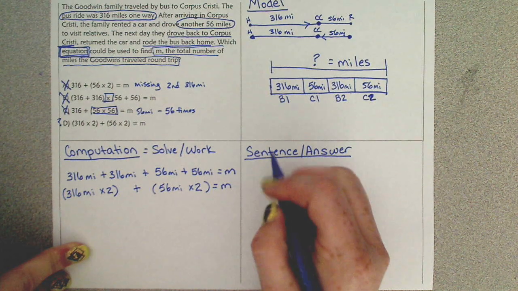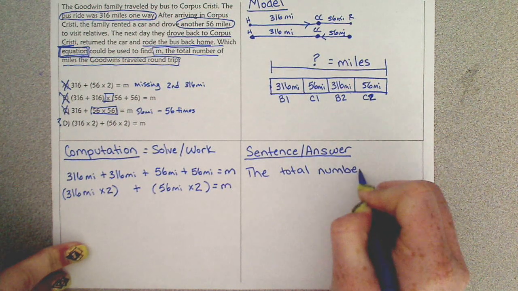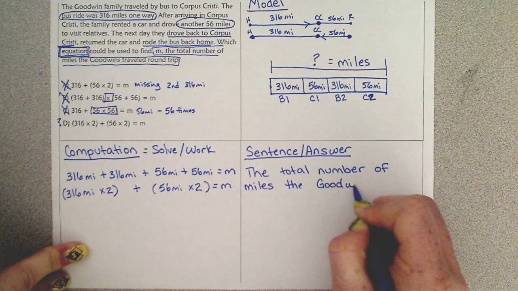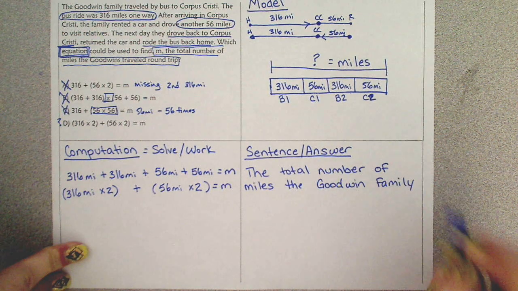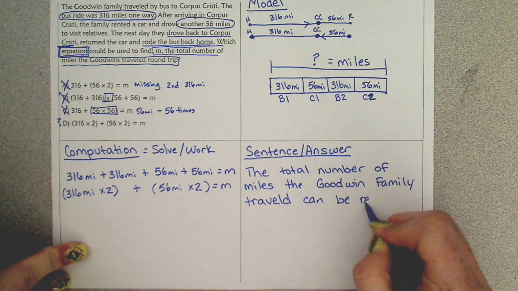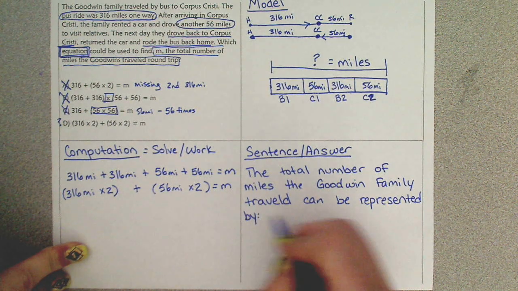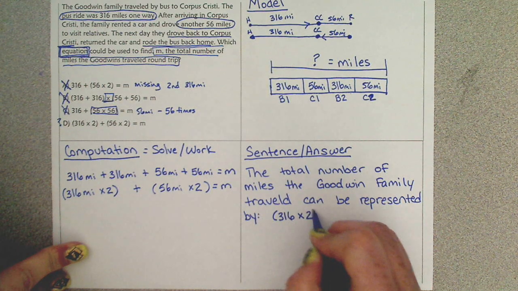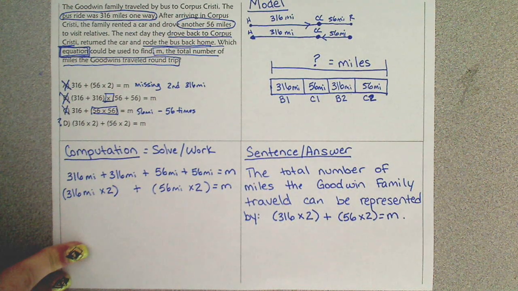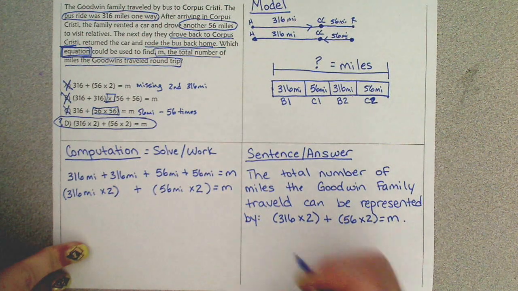So now I'm going to come over to my sentence. And I'm going to say the total number of miles the Goodwin family traveled can be represented by 316 times 2 plus 56 times 2 equals M. So I've used a sentence to rewrite the question and answer it. And D is going to be our correct answer.